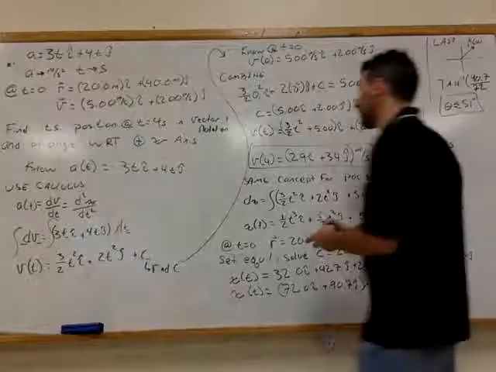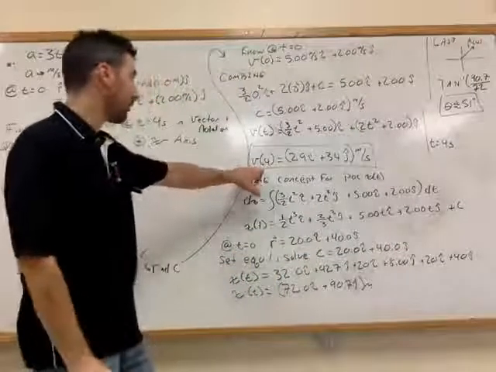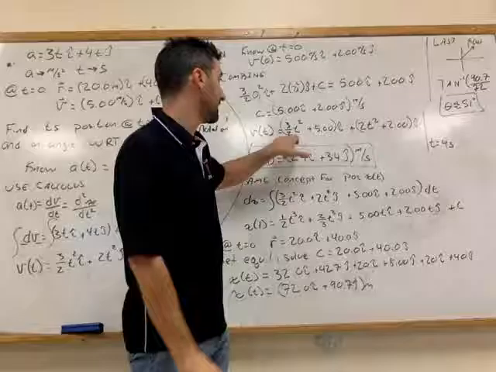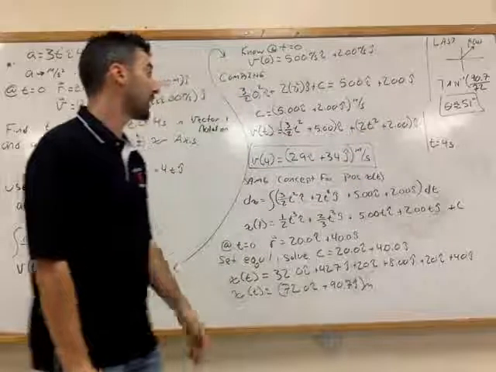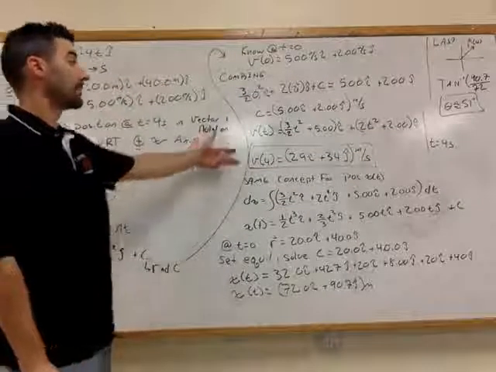They wanted to know the velocity at 4 seconds. Plug in 4 for t, plug in 4 for t. I get 29i plus 34j meters per second.